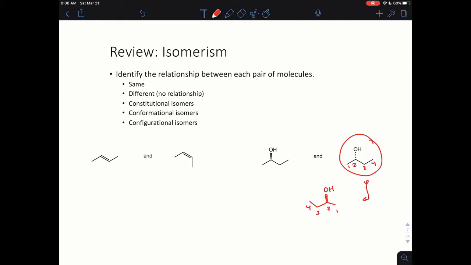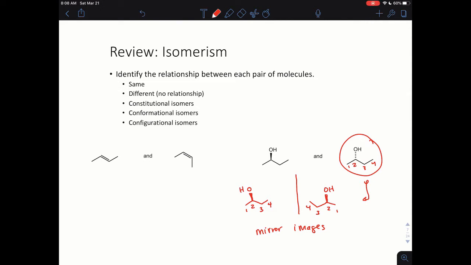Okay, so you can go back and look at what I just showed you with the models, and that is what it looked like. And then here was the mirror plane in between the two models. So there was the mirror plane between them. These were mirror images of one another, but they were non-superimposable, meaning they weren't the same.